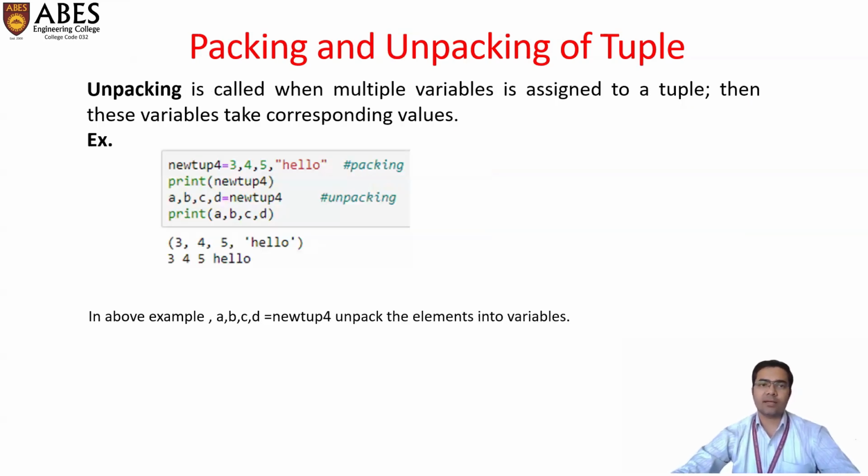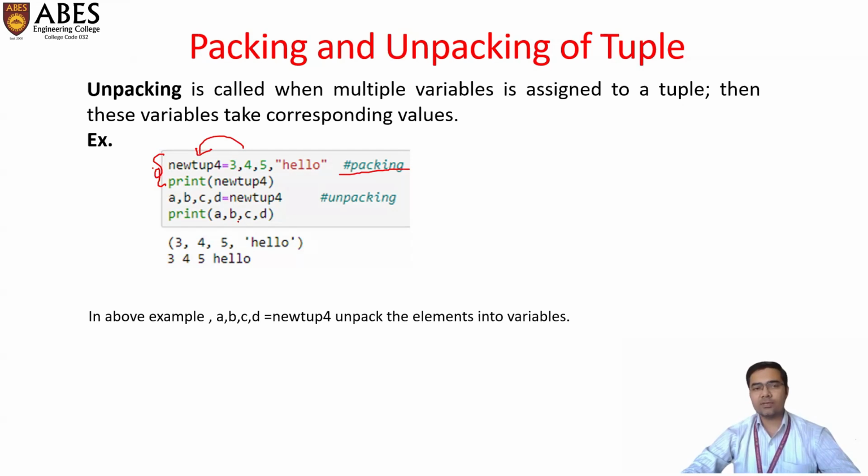Now, what is unpacking? Unpacking is when multiple variables are assigned to a tuple, and then these variables take the corresponding values. This is called unpacking. In this example, you can see this is the example of packing. You are assigning 3, 4, 5 and hello, 4 elements, to new tuple 4 without using parentheses. So this is called packing.